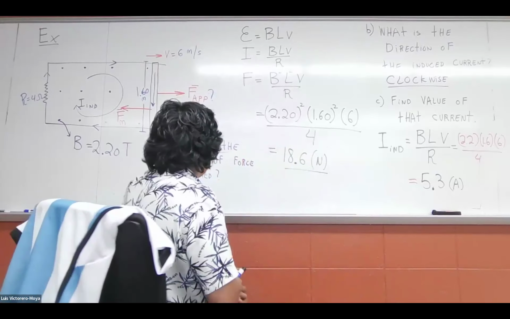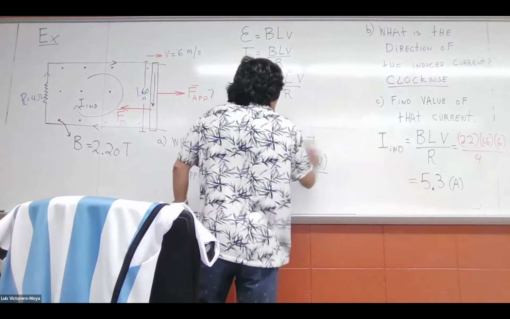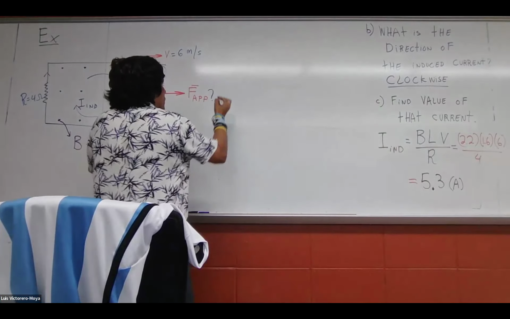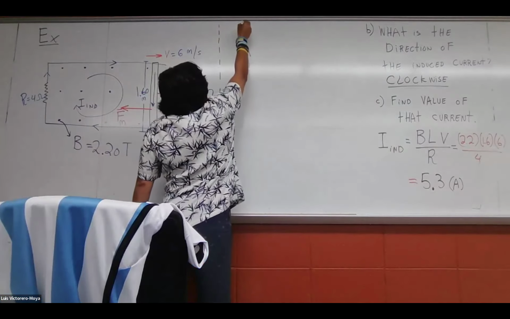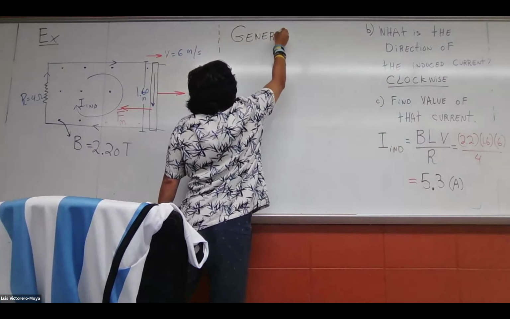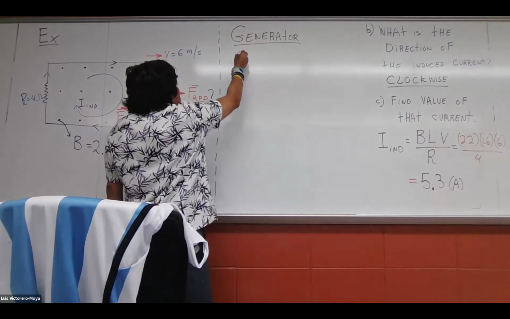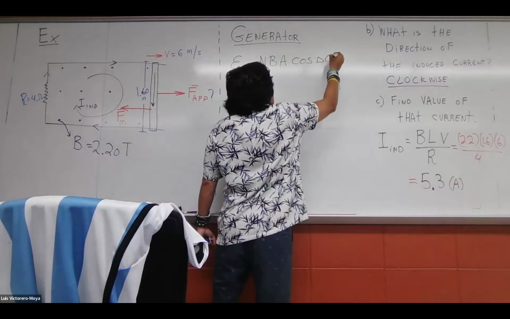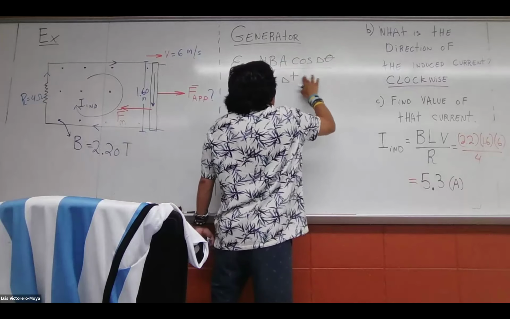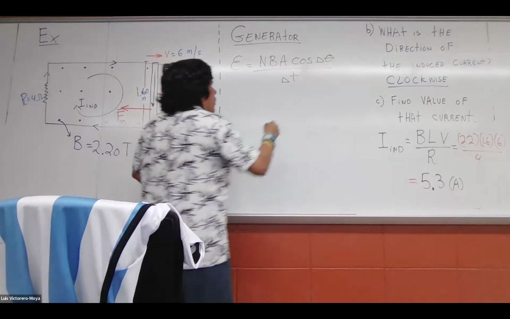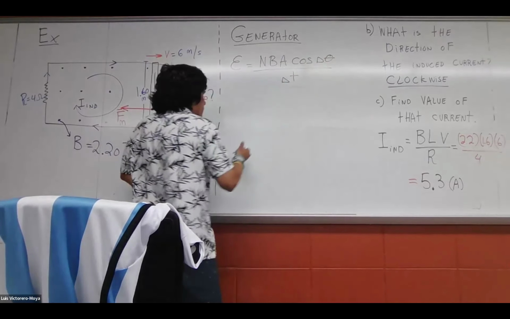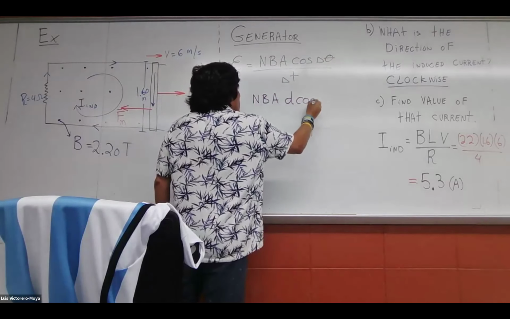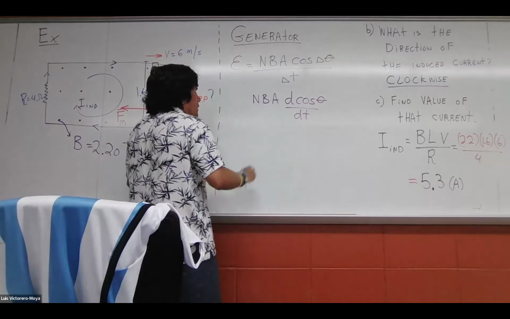So you already saw almost how the equation is going to look for the generator. For the generator, the EMF induced, the magnitude, is NBA cosine of delta theta over delta t. So to do this, guys, we have to do NBA d cosine theta with respect to time. You have to use the derivative of that.